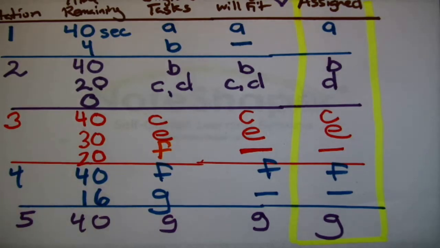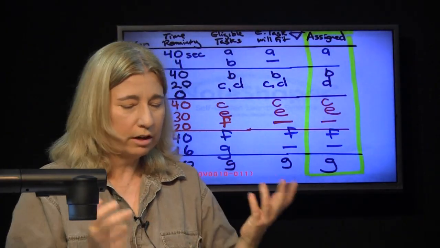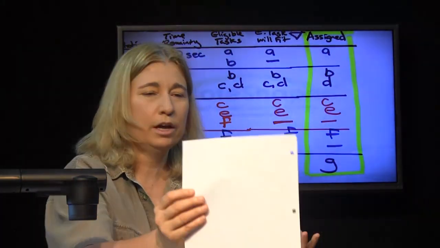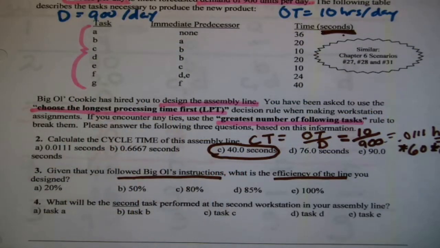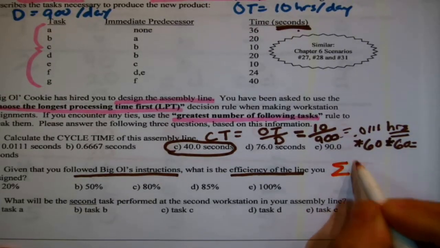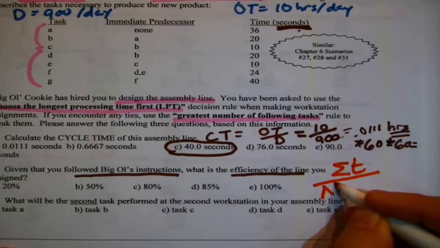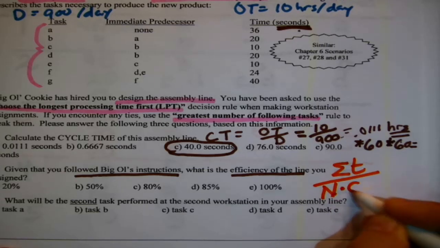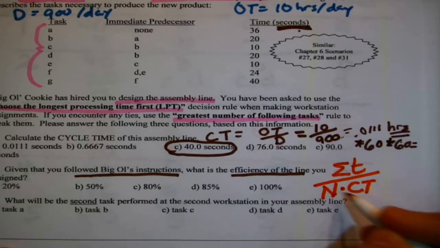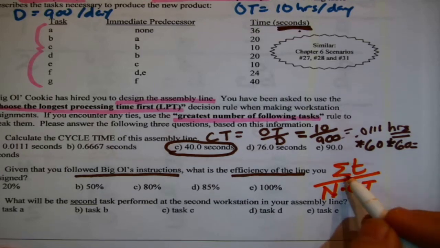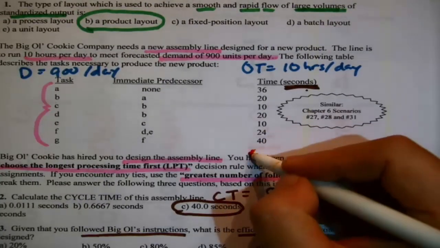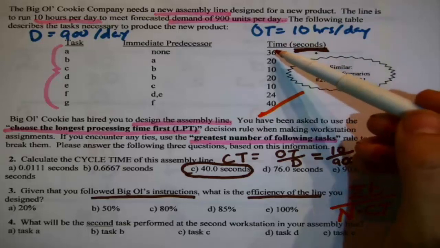You have to remember that this is the design right here, the assignments. Now, having done all that work, what was the actual question that was asked? Given you followed their instructions, we did. What is the efficiency of the line that you designed? Okay, efficiency in this context is the sum of the task times divided by the number of workstations in your design times the cycle time. So we just need to fill in these numbers to answer this question.